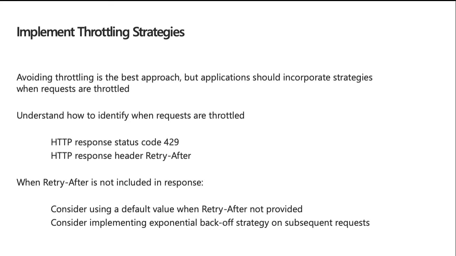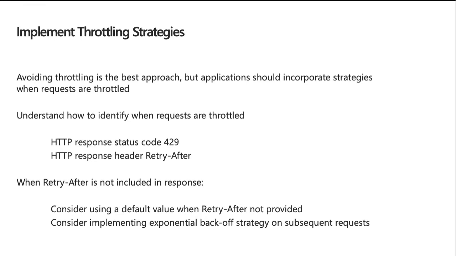Avoiding scenarios where your application's requests to Microsoft Graph will be subjected to throttling is always a good first approach, but as I said earlier, your applications should incorporate logic for situations where requests are throttled. The first step is to identify when the requests are throttled, and this can easily be done by inspecting the HTTP status code within the response. The status code 429 indicates that too many requests are happening, and this is how Microsoft Graph tells the client that their requests are being throttled.